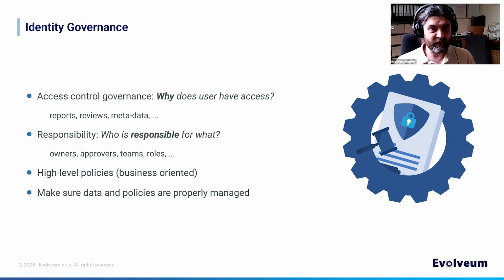Also, identity governance is concerned about responsibility, about the question of who is responsible for a particular object. For example, who is the owner of a role or the owner of an application. So it is about high-level, more business-oriented policies. The governance takes care that everything should be cared for, everything should be maintained, and especially the configuration that I will show later is focused on making sure that every important object has an owner.